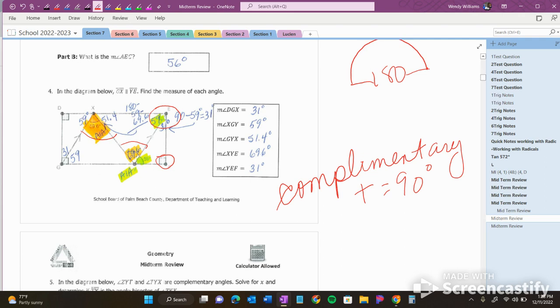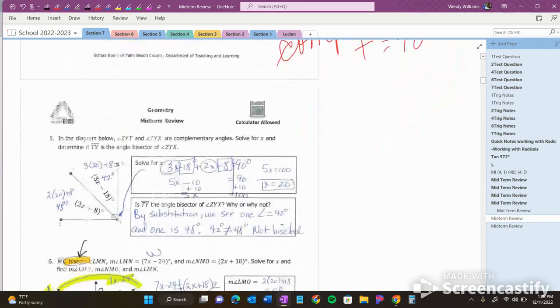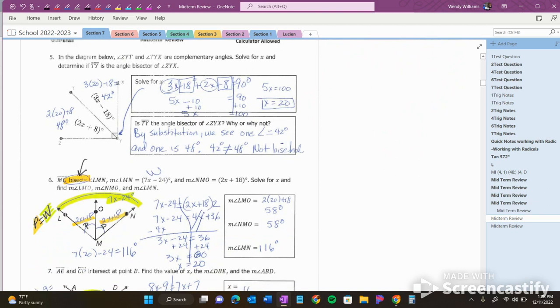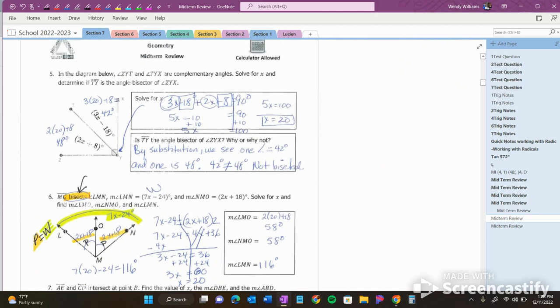You can stop this video, pause it anytime you want to look at the pictures, but I'm going to continue on. In this diagram, we have that word complementary again. So if they're complementary, those two angles add up to equal 90 degrees. A piece plus a piece equals a whole. In this case, the piece plus the piece equals 90 degrees because they're complementary.